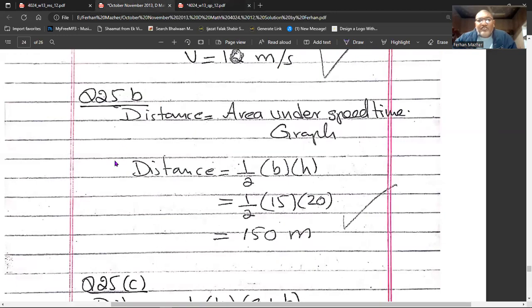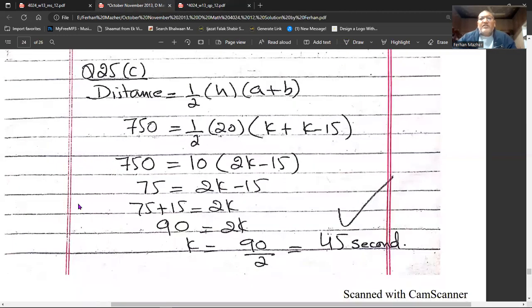The area of the trapezium formula is very simple: 1/2 times the height times the sum of the parallel sides. So it will be 1/2 into 20 into the sum of the parallel sides. One side is K, the other side is K minus 15. So it will be 10 bracket 2K minus 15.